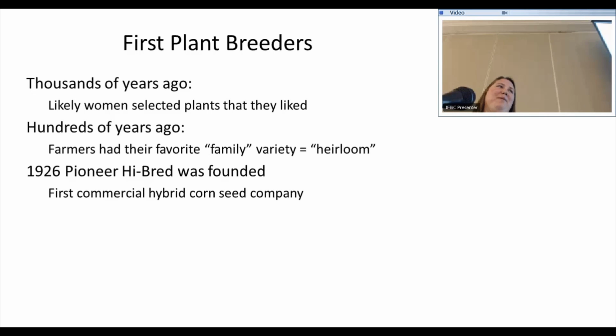So in a population of plants, whether they had bigger ears or whatever the case might have been for domestication of various crops, the women, while the men were off doing the hunting thing, the women were busy doing the early farming. They were the early plant breeders. Back hundreds of years ago, when farmers were starting to settle the United States, farmers would have their family varieties, their heirloom varieties that they preferred for whatever reason. Okay? And then back in 1926, Pioneer Hybrid was the first company to establish the hybrid corn seed industry. So those are kind of the different phases of first plant breeders.